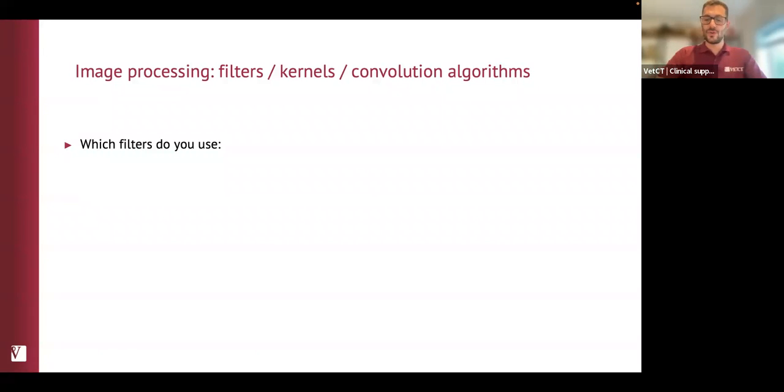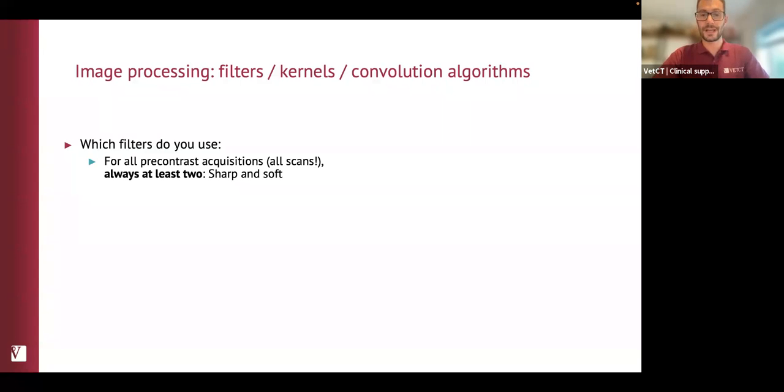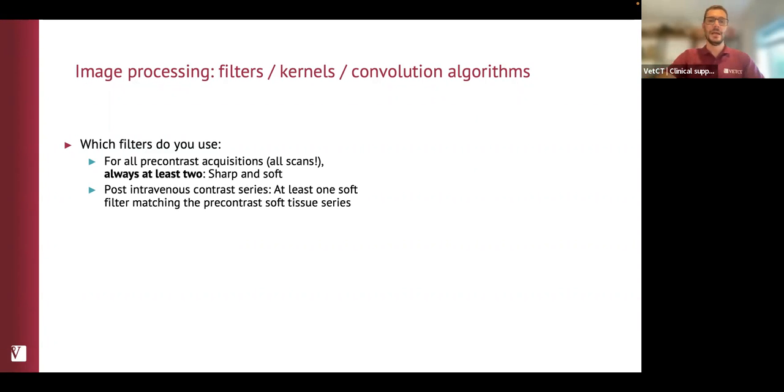So which filters do you use? Basically, every time you do a pre-contrast acquisition, which should be every single time you scan something, even if you give contrast, you always do a pre-contrast series. So in that pre-contrast acquisition, you do at least two. One is going to be sharp, one is going to be soft. It's as simple as that. Every scan, you need two. It doesn't matter if it's an elbow, you still need the soft tissue series. Doesn't matter if it's an abdomen, you still need the bone.